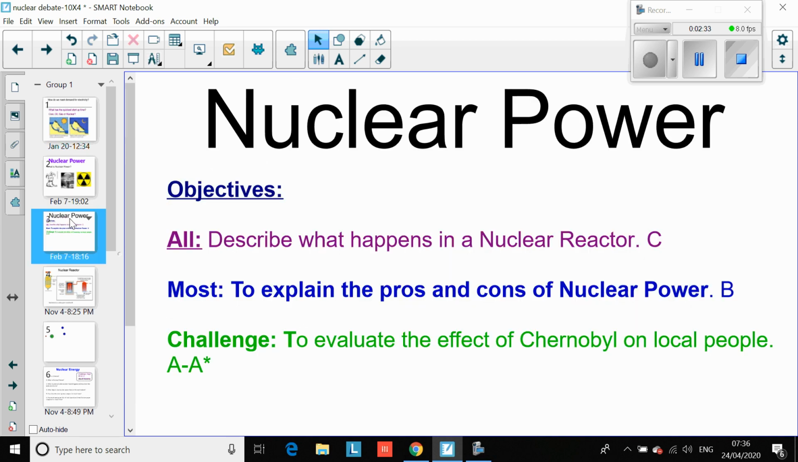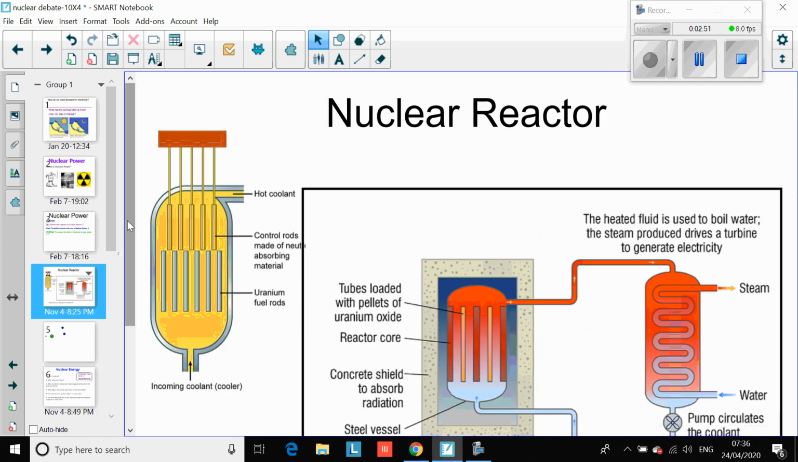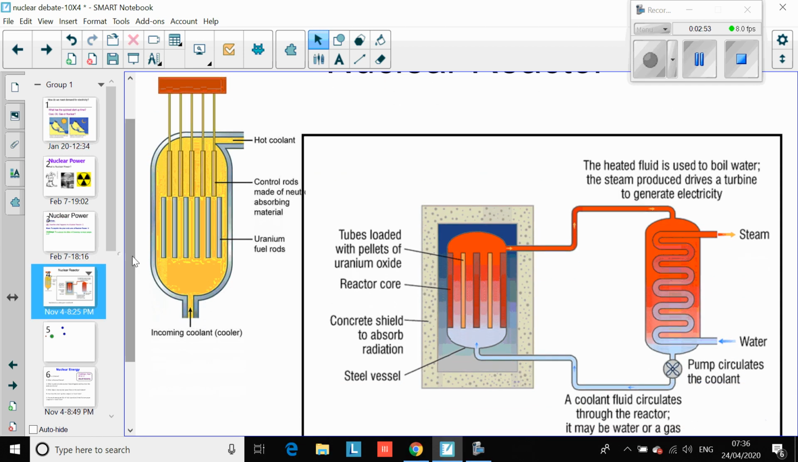So what we're going to do today is we're going to look at how or what happens in a nuclear reactor. Hopefully, most of you will be able to explain the pros and cons of nuclear power because there are good and bad points, and a few of you evaluate the effect that Chernobyl had on local people. Right, the first thing I would like you to do is copy up this diagram. Now that will probably take you about 5 minutes. Copy that into your book and then I'm going to explain it to you. So pause the video now and copy that into your book, please.